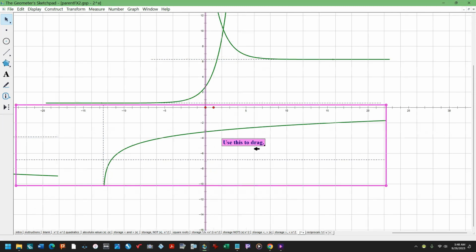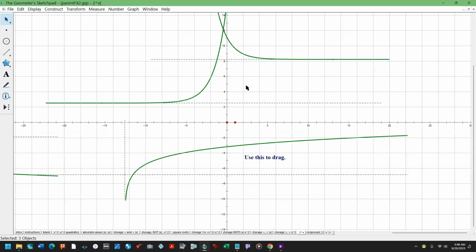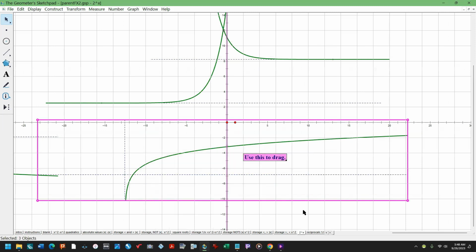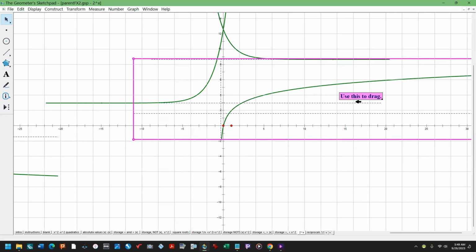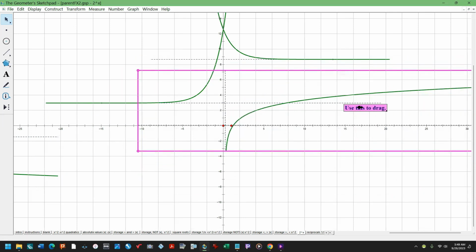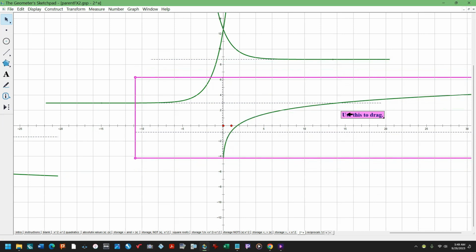Okay, let's see if I can drag it. Well, I'm not dragging it correctly. What I was trying to pick up was this one. Now, do I have it? No, turn that off. Now I have it. There we go. Okay. And I threw in asymptotes so it was easier to line up.